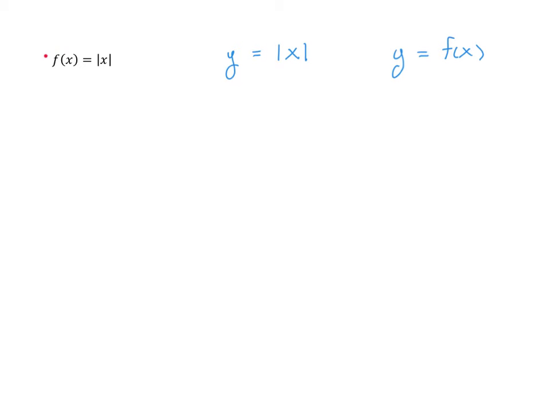So if you want to evaluate this function, like let's say you want to figure out f of 3, that just means in the symbol that wherever you see an x, you put a 3. So this would be the absolute value of 3. And I know the absolute value of 3 is equal to 3. So we figured out that f of 3 is equal to 3.